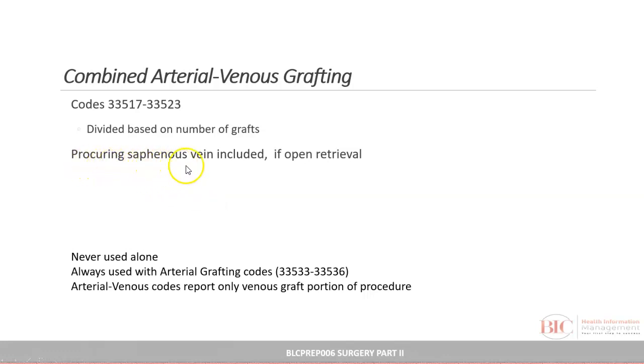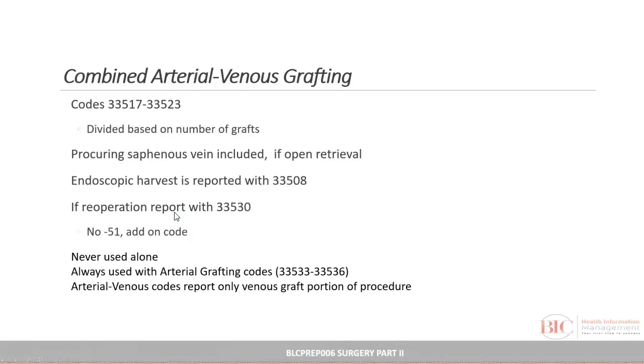Any procuring of the saphenous vein is included. If open retrieval, that means if you see that they're procuring the saphenous vein, you would not code for that separately. It's included with that code. Endoscopic harvest, however, is reported with 33508. So if you see that it was an endoscopic harvest, you can report that additional code.